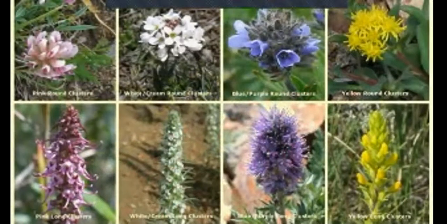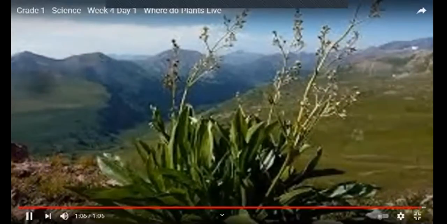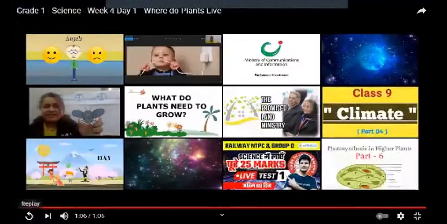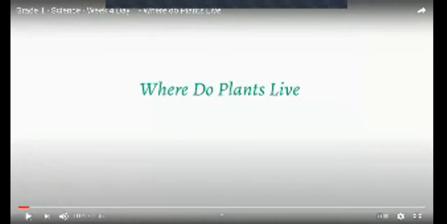Okay, now these are different plants. You can see how beautiful they are. This is another plant. Right? This also grows on mountains, right? So that means you have seen so many plants which live in different areas, right?